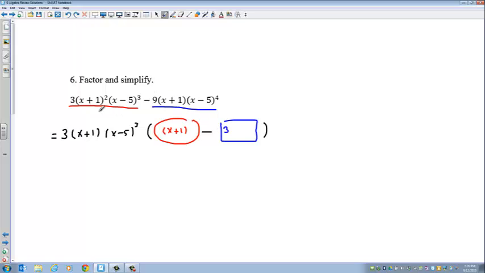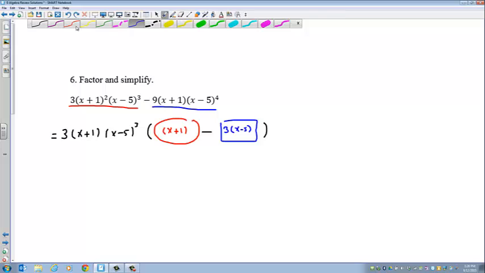You want an x plus 1. You have an x plus 1, so no more x plus 1s are needed. And then here you have an x minus 5 to the 4th. Here you have an x minus 5 cubed, so you need one more x minus 5. So now this times that is exactly that.